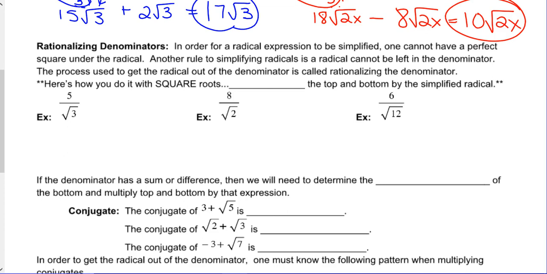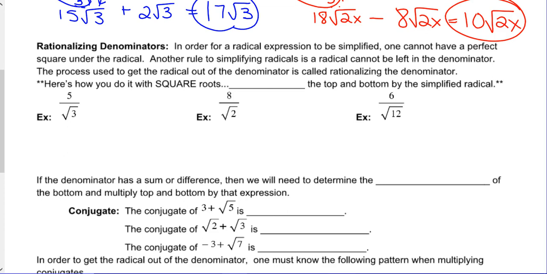rationalizing denominators. One rule for simplifying radicals is that a radical cannot be in the denominator. So if I read what I have here, in order for a radical expression to be simplified, one cannot have a perfect square under the radical. That's what we were doing up here to get rid of that perfect square. But another rule to simplifying radicals is that a radical cannot be left in the denominator.